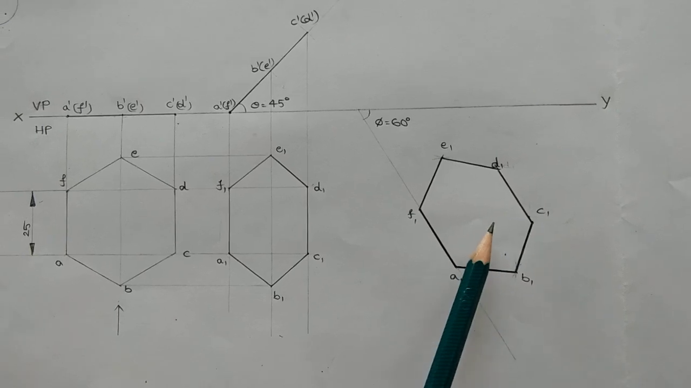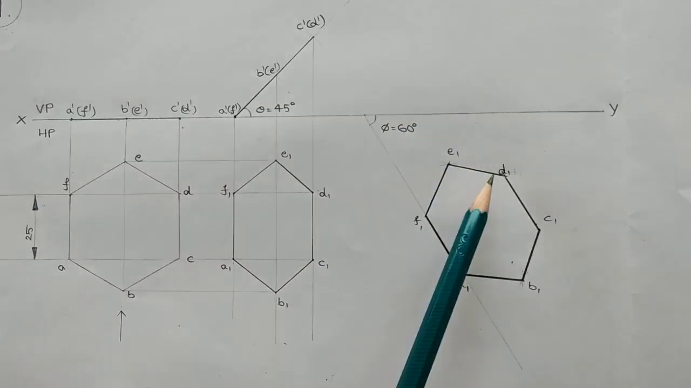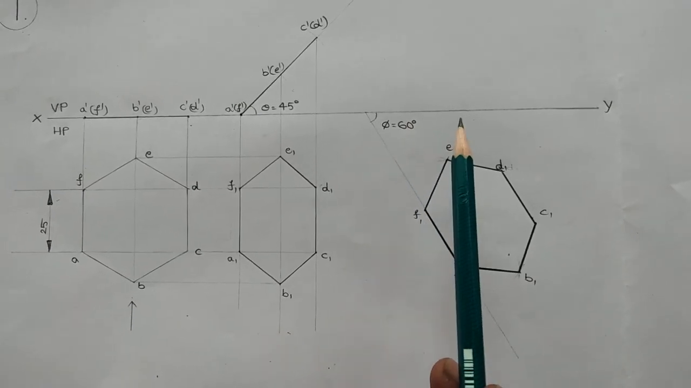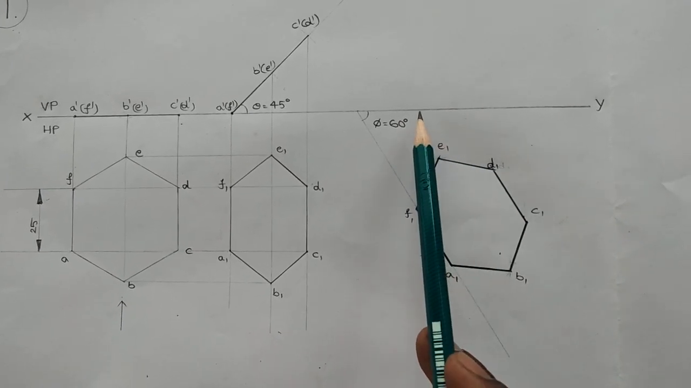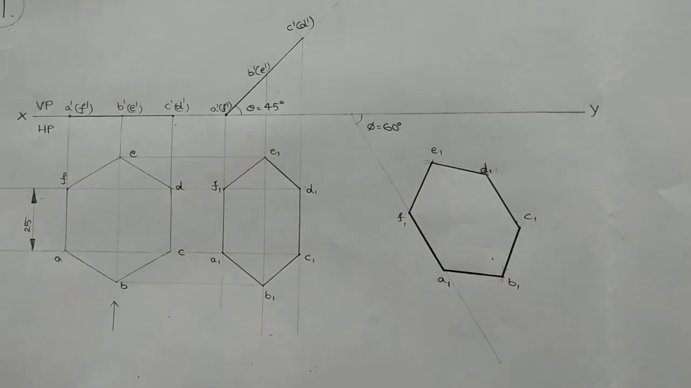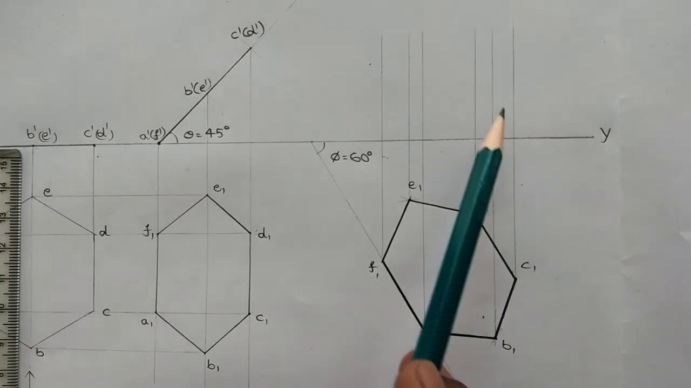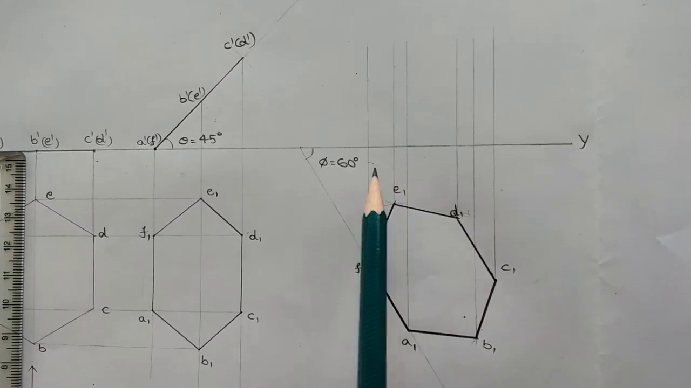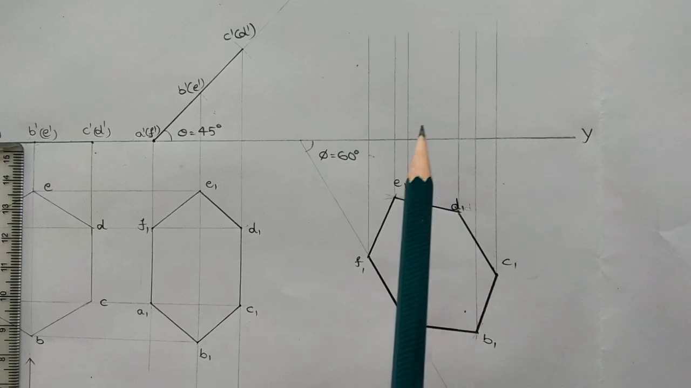Then in the next step we should project every point upwards. Projectors must be light, that means we should use 2H pencil. Similarly, projectors must be perpendicular to the reference line. Yes, in this way we can project all the points. All projector lines must be parallel to each other and perpendicular to the reference line. We should use 2H pencil.